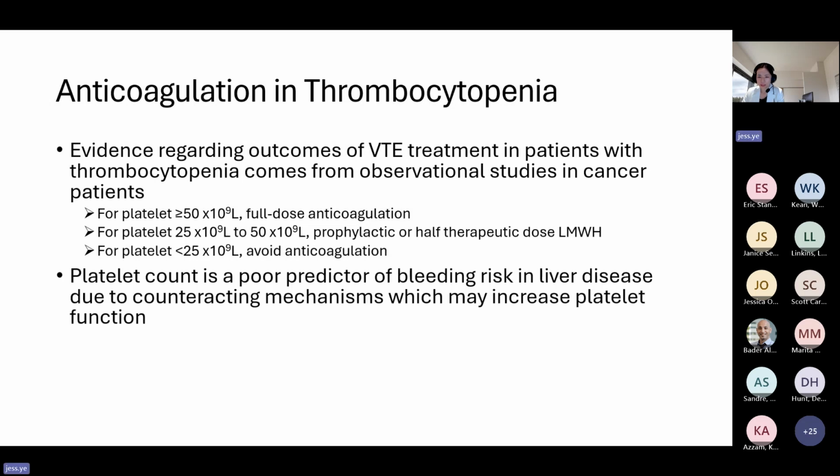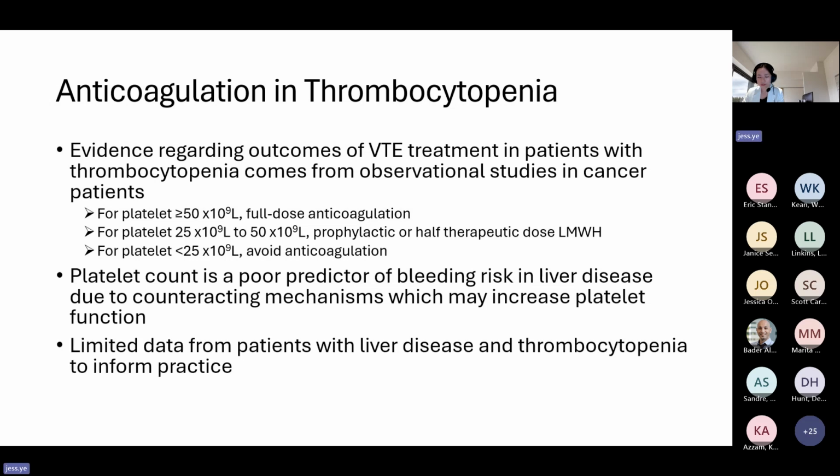Like we talked about earlier at the beginning of this presentation, platelet count is overall a poor predictor of bleeding risk in this patient population because of the counteracting mechanisms. There's very limited data from patients with liver disease and thrombocytopenia to inform practice. Nevertheless, in the real world, we do apply a similar set of rules we use in cancer patients to our liver patients when it comes to thrombocytopenia.